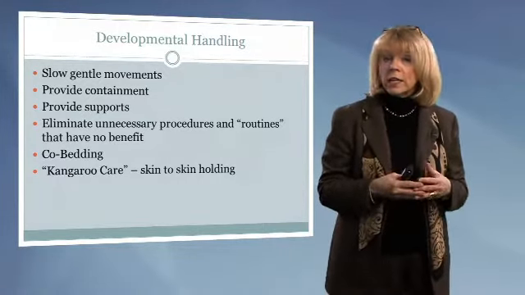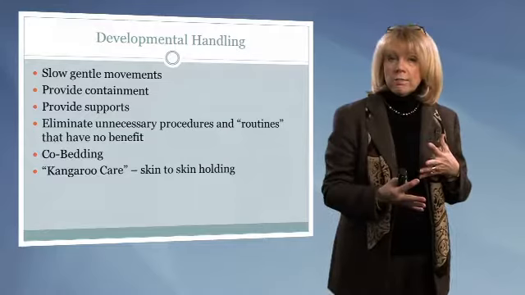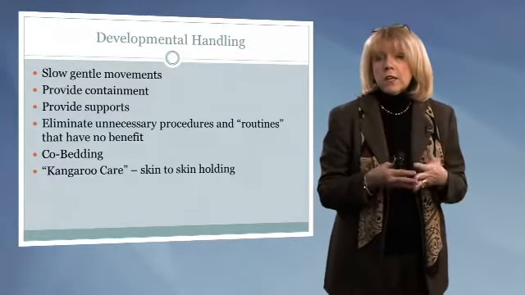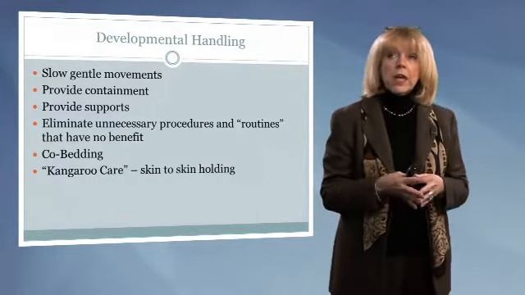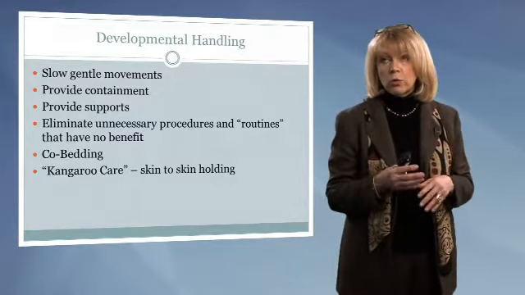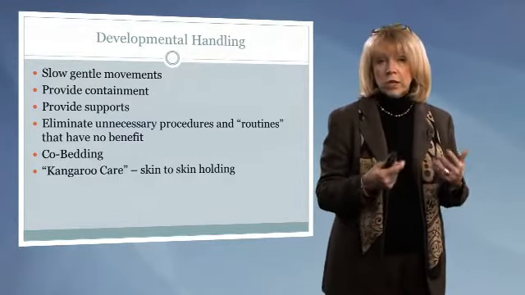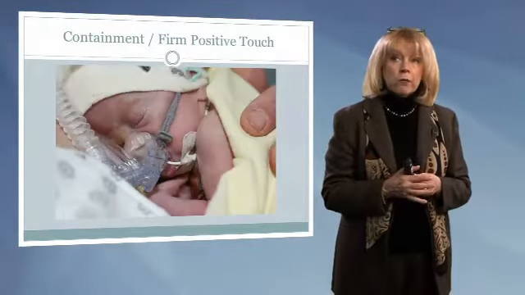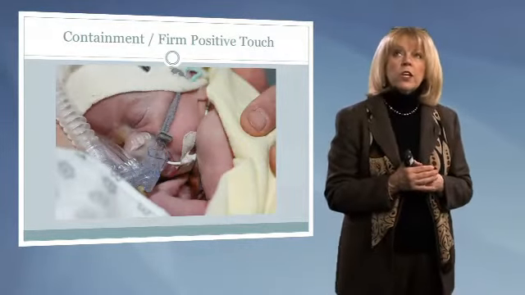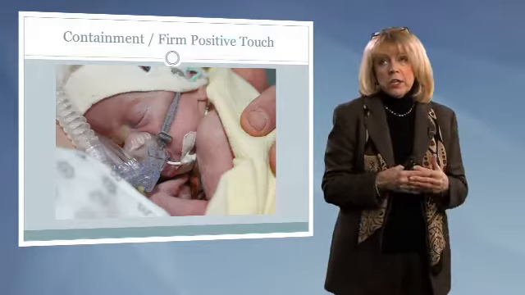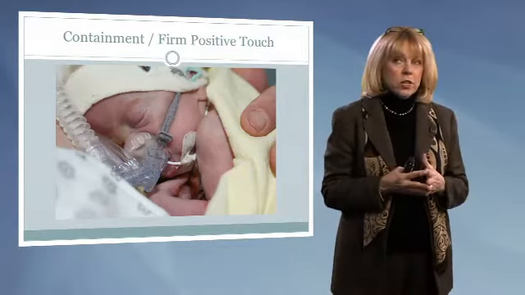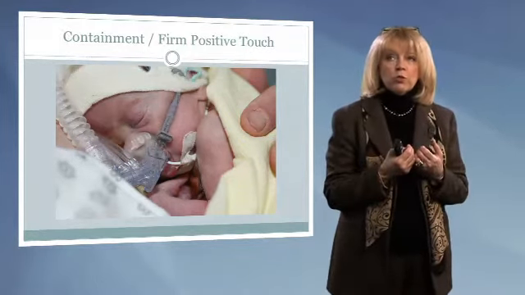Look at co-bedding during that awake time, so that we can have some playtime and get to know our sibling. And then, of course, skin-to-skin kangaroo care is another way that we can create a more positive developmental handling process. Now, if we look at this infant here, we've got great containment here, and we've got firm positive touch.